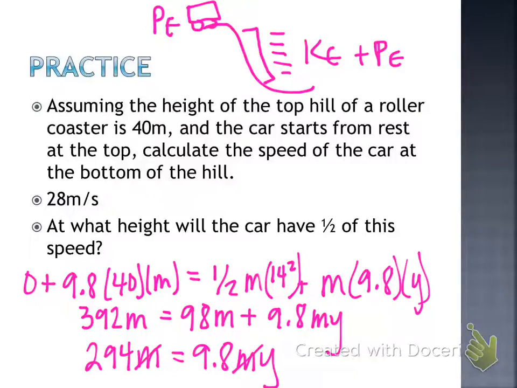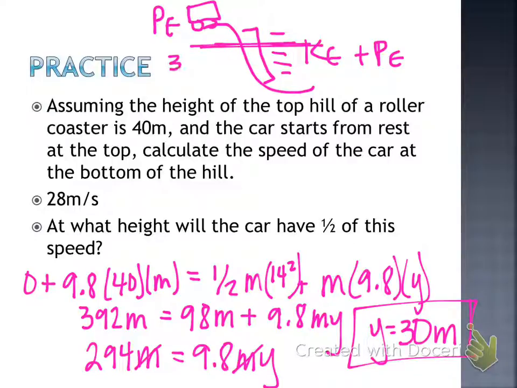You don't have to wait that long necessarily to cancel mass, but okay, so did we end up with a y equals 30 meters? So that's 30 meters from the ground. That's not 30 meters below, right? 30 meters from the ground. So about right here, it's already reached half of its speed. Okay, so it picks up a lot of speed at the beginning, and then it will finish out to the end. Okay, questions here?